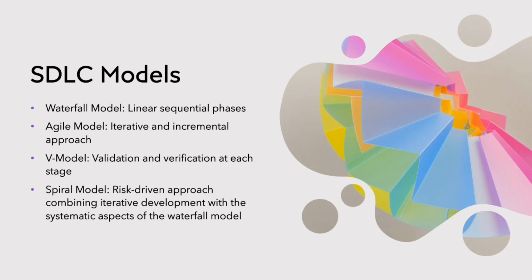The second model is the most popular, called the agile model. It is an iterative and incremental approach, and 99% of the industry is following this agile model. In agile we have a branch of frameworks or methodologies, like scrum. Then we have the V model, which is a verification and validation approach. We also have the spiral model, a risk-driven approach where iterative development is there. Those things I'll discuss in a separate video regarding all the SDLC models.